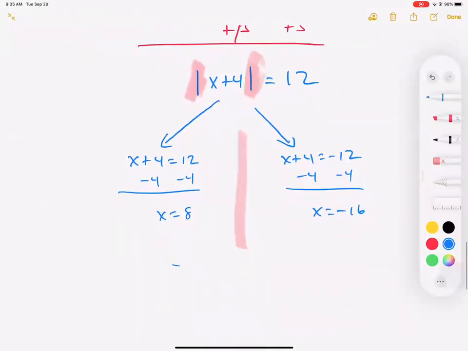If you want to graph this, draw a number line. We said X can be 8. And we said X can be -16. We only have 2 possible answers here. This isn't like inequalities. Only these 2 answers are going to make the problem true.